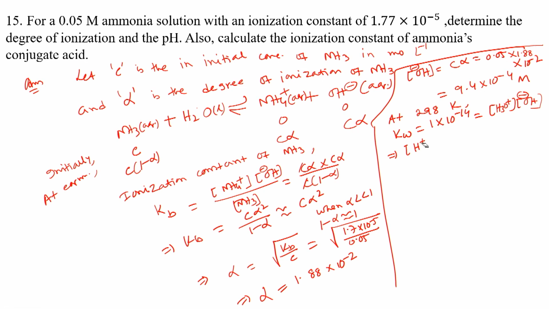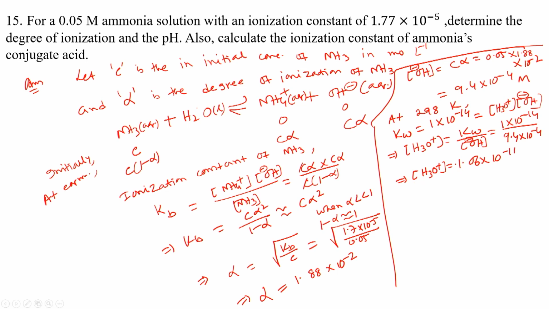So concentration of H3O plus is Kw by concentration of OH minus. We know the value of Kw as well as concentration of OH minus. Now we substitute. Kw is 1 times 10 to the minus 14, and concentration of OH minus is 9.4 times 10 to the minus 4. So if we do it, we get concentration of H3O plus is 1.06 times 10 to the minus 11.